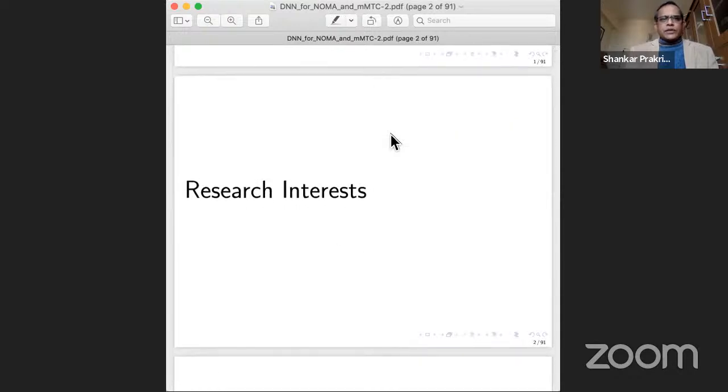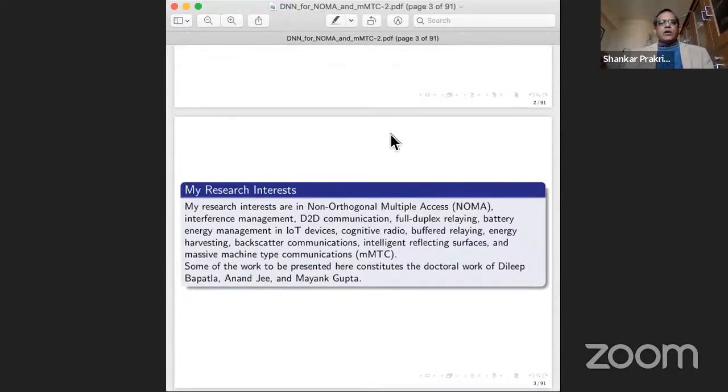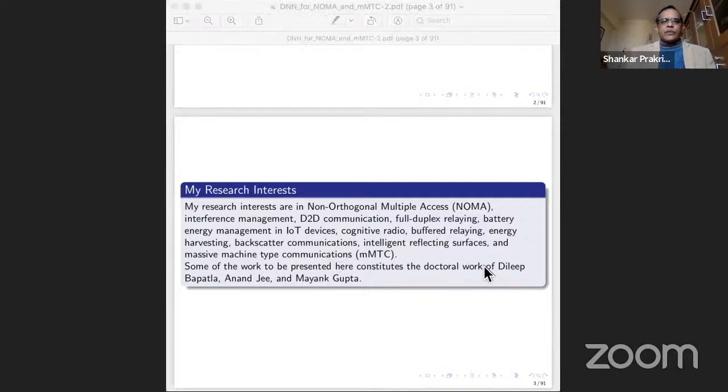My research interests are broadly in the area of non-orthogonal multiple access and massive machine type communications. I have in the past worked on interference management, D2D communication, and full duplex relay. I also worked a little bit on battery energy management and IoT devices. We have a patent which is now granted in the US. I have also worked on cognitive radio, buffer relaying, energy harvesting, and backscatter, and more recently on intelligent reflecting surfaces.